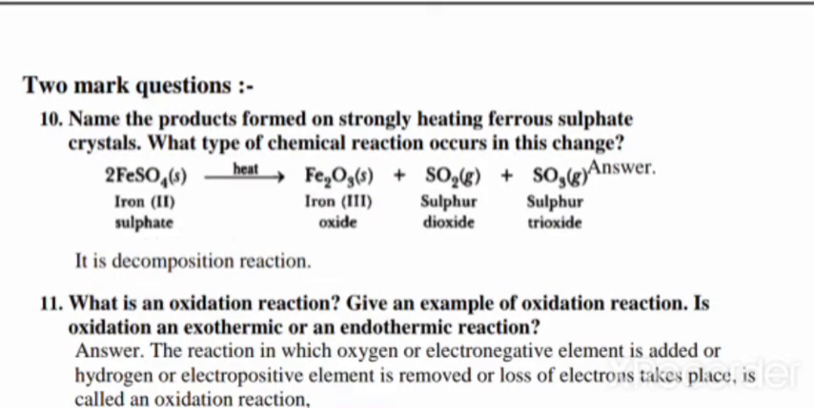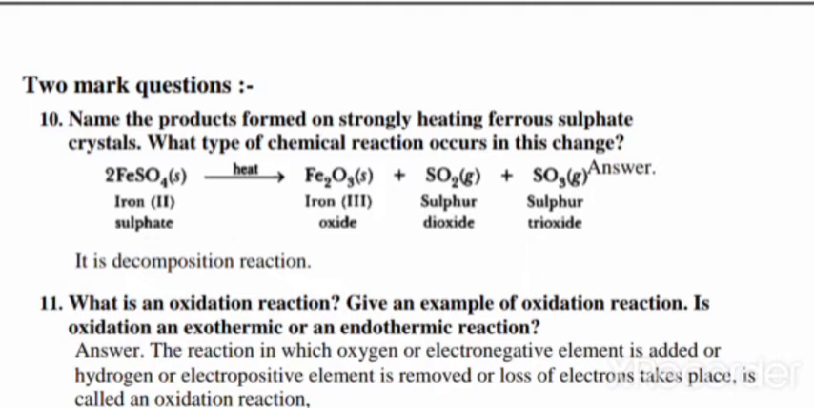Name the product formed by strong heating of ferrous sulfate, FeSO4 crystal. What does it give on strong heating? Ferric oxide, Fe2O3, sulfur dioxide, and sulfur trioxide are released. Which type of reaction? It means decomposition reaction.